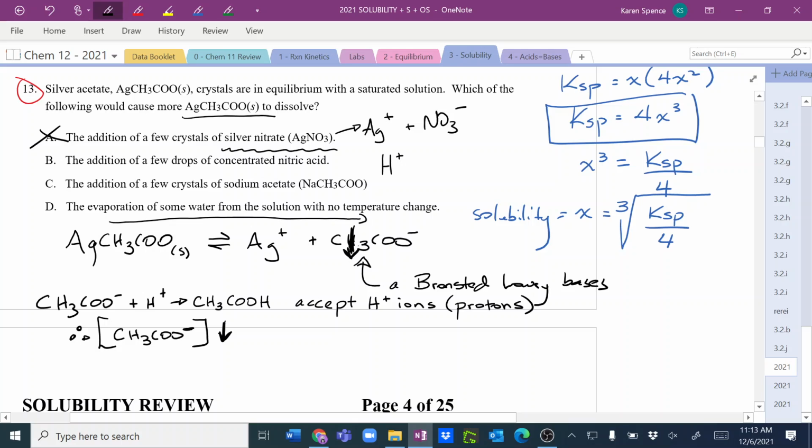What would happen if we added sodium acetate? Acetate will go up and we'll shift to the left, which is not what we want. What if we evaporate some water? That would cause less silver acetate to be dissolved, yes, because some of it would come out of solution as the volume of water became smaller.